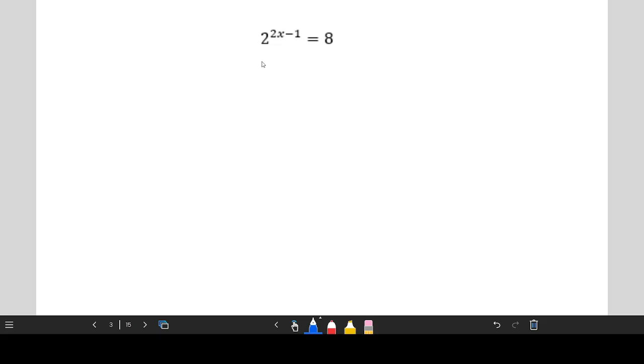So here's another example where we can do that. The left side is written with a base of 2. We can write 8 as 2 cubed. And since these two expressions are equal and they both have a base of 2, the exponents must be equal because 2 to the x is a 1-to-1 function. So we say 2x minus 1 has to equal 3, and then we can just solve that for x by adding 1 and dividing by 2.